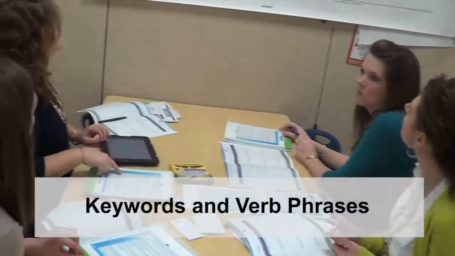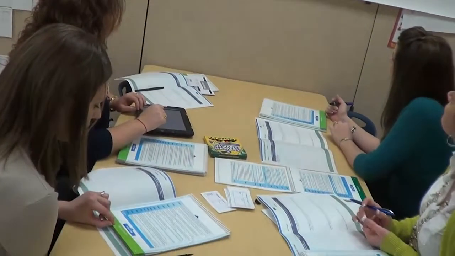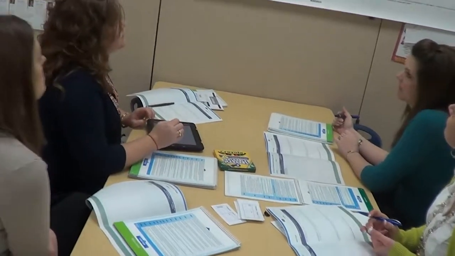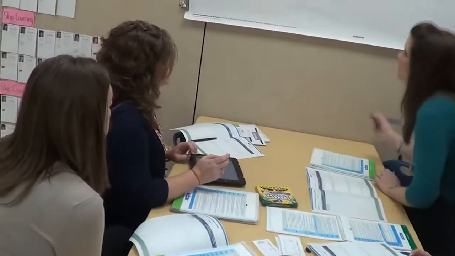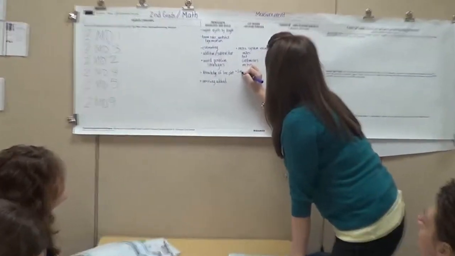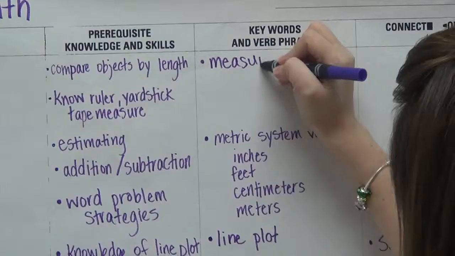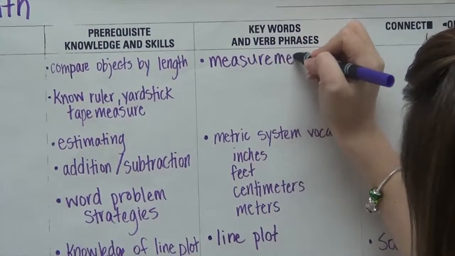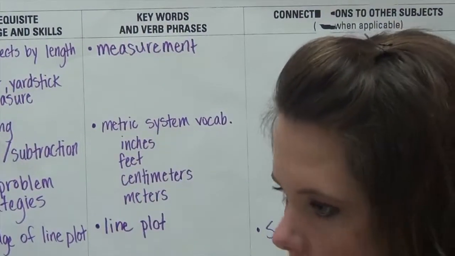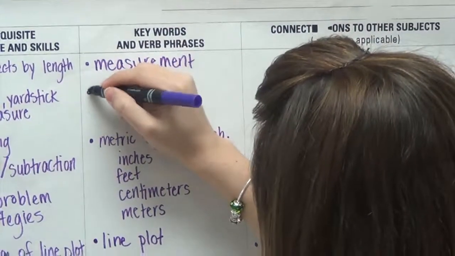Okay, so then the keywords and verb phrases. Is there anything else we need to add in there? Are they familiar with the words line plot? Does that need to be included with keywords also? Yeah. What about measurement in general? Yes, definitely. I mean, even estimate. I think some of those things can, but these are words we want to make sure stay with the progression down from where they've come from to where they're heading grade level wise. Absolutely.